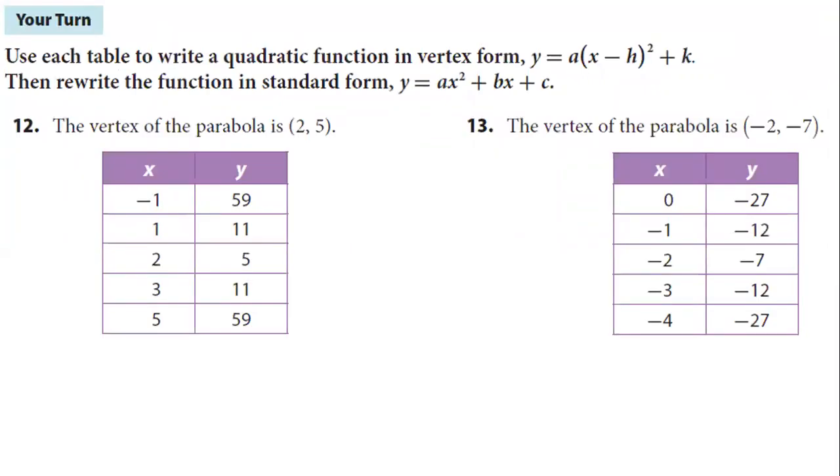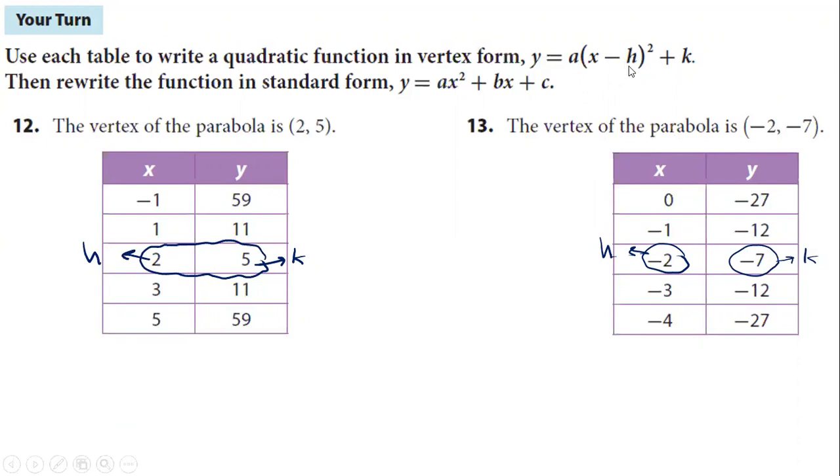Okay, now it's your turn. First, the vertex of the parabola is (2, 5). So this is the vertex, 2 and 5. This is h and this is k. We will write the vertex form, and then get the value of a. Here also, the vertex of the parabola is (-2, 7). So this is h and this is k, and we will write them in vertex form.